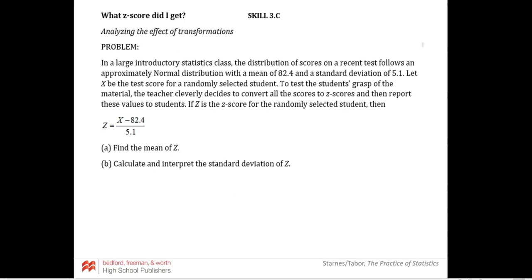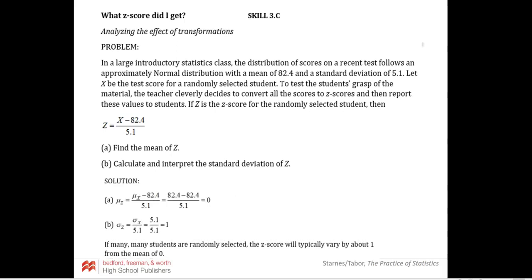Okay, interpret the standard deviation. So what would you do? If you subtract a number, does that affect standard deviation? No, but dividing does. So you can take the standard deviation of 5.1 and divide by 5.1. It's a standard deviation of 1. That makes sense because what is the mean and standard deviation of a z-score? The mean is 0, the standard deviation is 1. What a strange question. If many students are randomly selected, the z-scores will typically vary by about 1 standard deviation from the mean of 0, which is the mean of z-scores. Interesting.